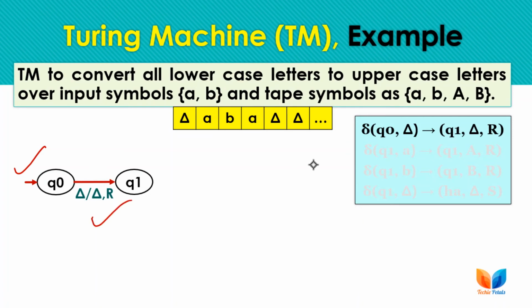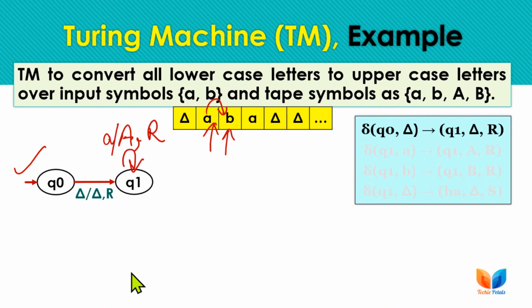Okay, now from Q1, we are pointing to the first input symbol a, and we just need to convert this a to capital A. So here is the corresponding transition: this a will be converted to capital A, and the next symbol to be read is from the right of the present input symbol. So we have to define the next direction of input read as right.